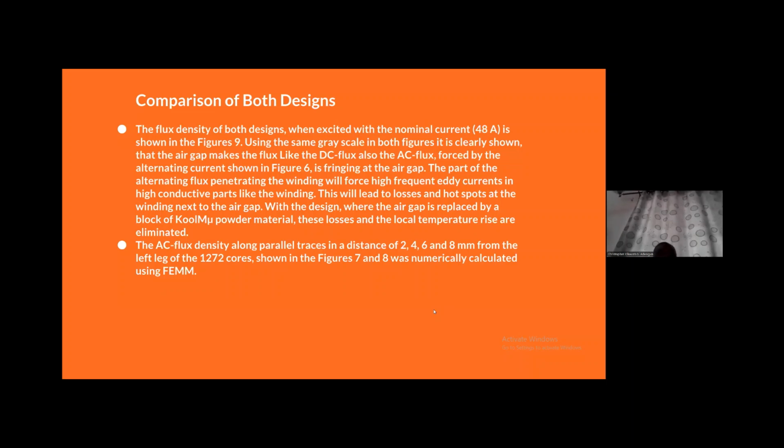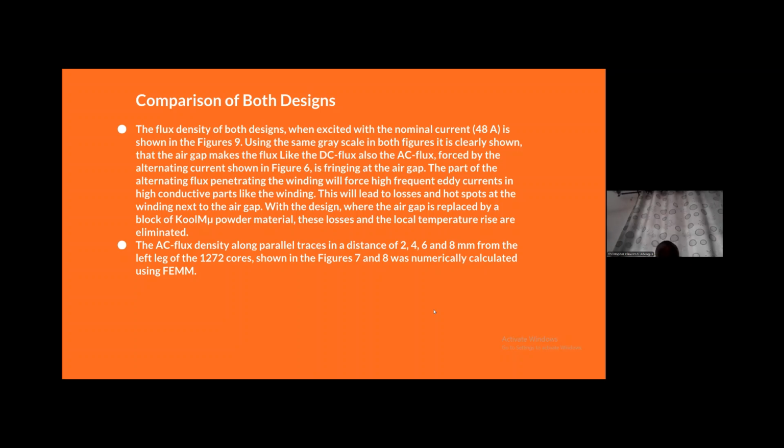Comparison of both designs. The flux density of both designs when excited with the nominal current of 48 amperes is shown in figure 9. Using the same grayscale in both figures, it is clearly shown that the air gap makes the flux like the DC flux, also the AC flux, forced by the alternating current, which is shown in figure 6. And this must happen using the same fringing at the air gaps.